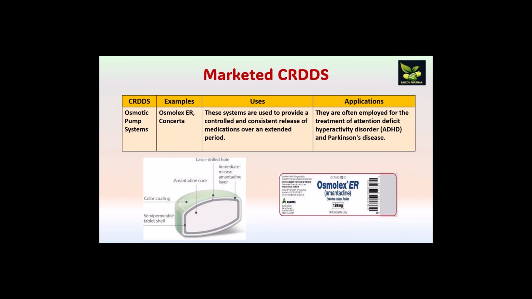Second is osmotic pump systems. Example is Osmolex ER. ER means extended release. These systems are used to provide a controlled and consistent release of medications over an extended period. In this, the main drug is amantadine, and this is specially used for the relief of Parkinson's disease and for the treatment of attention deficit hyperactivity disorder.